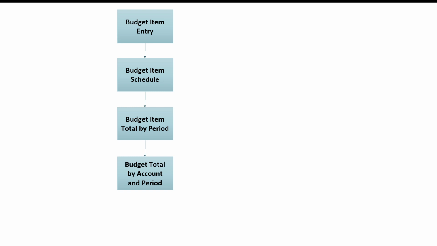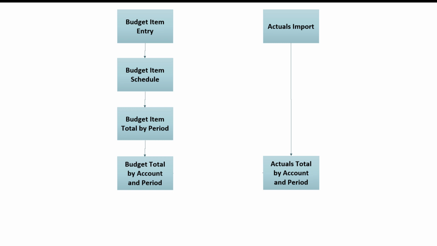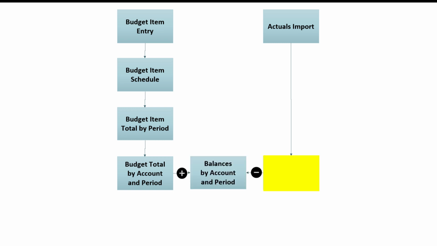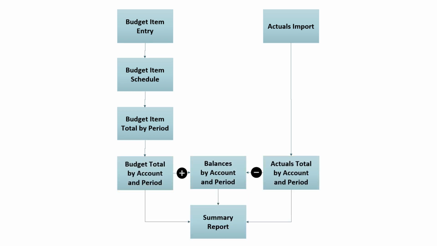To manage our budget, we must import actual expenditures by date. We can then summarize those actual expenditures by account and period. Subtracting actual expenditures from budgeted expenditures yields budget balances. From these three data sets, budgeted expenditures, actual expenditures, and budget balances, we can create a budget summary report. For a report that lists each item, we can pull data from the item summary instead of the account summary. Now that we have a plan, let's build our model.